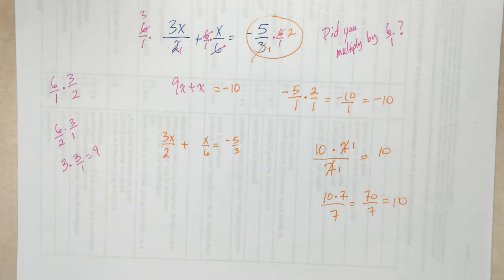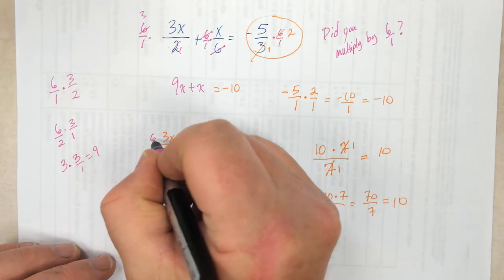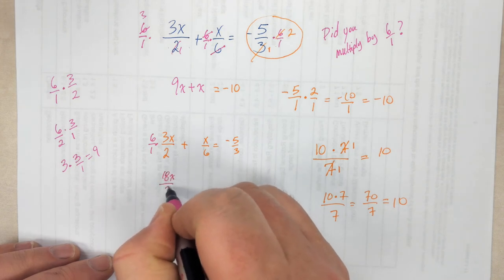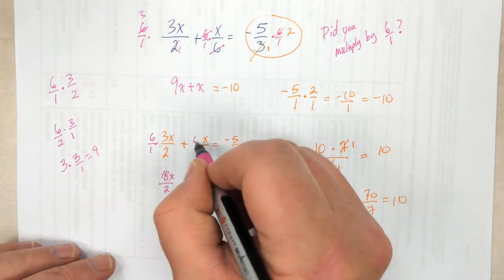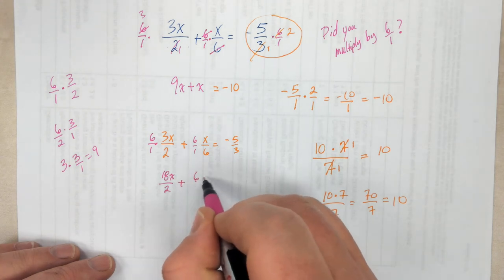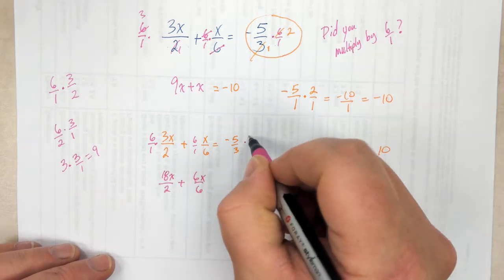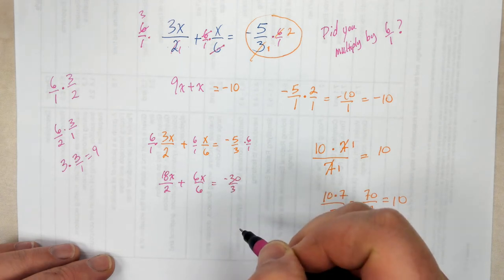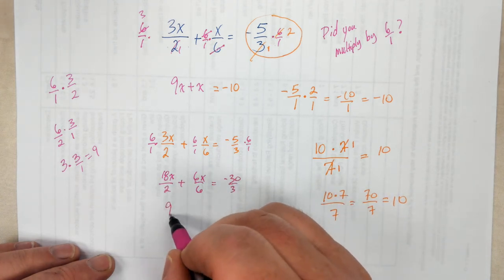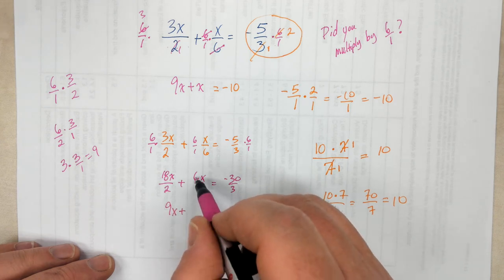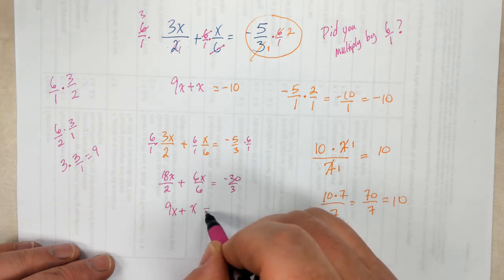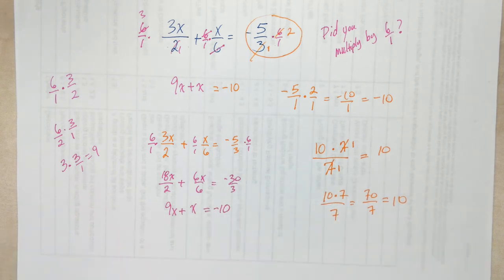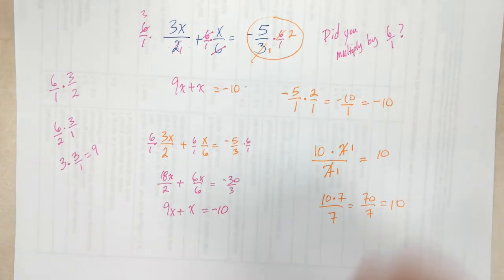Okay, so we're going to multiply by 6 over 1, yeah? So that's going to be 18 over 2 times 6 over 1. So that's 6 times 6 over 1. Negative 30 over 3. And you can reduce that. 6 goes into 6 one time. 30 divided by 3 is 10. Same thing. See, that's how I was saying.